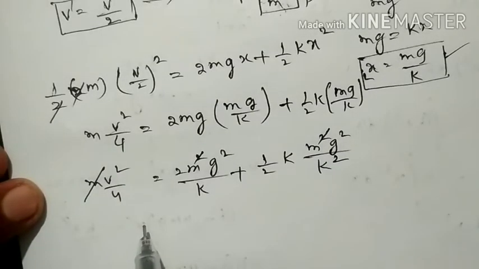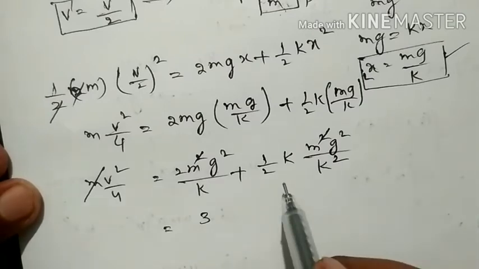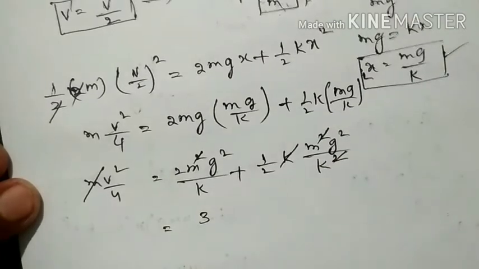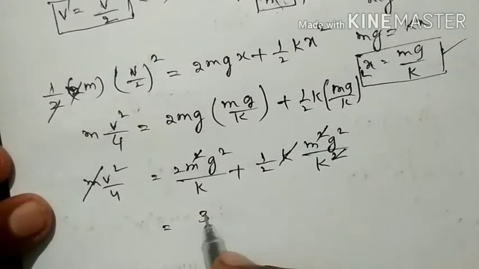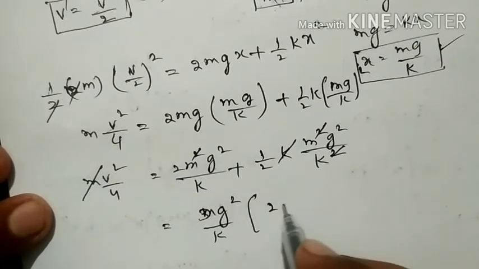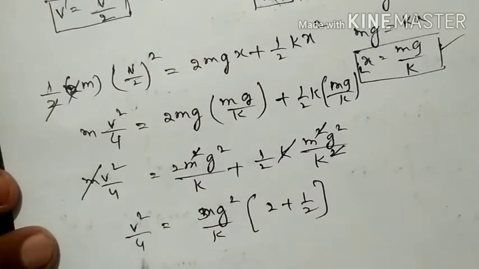So you can cancel m on both sides. So I can consider one more thing. Okay, so there is no 2. So it is k square. Okay, one k also gets cancelled. So first of all, mg square by k we will take as common. So then it is 2 plus 1 by 2. 2 plus 1 by 2 is equal to v square by 4.